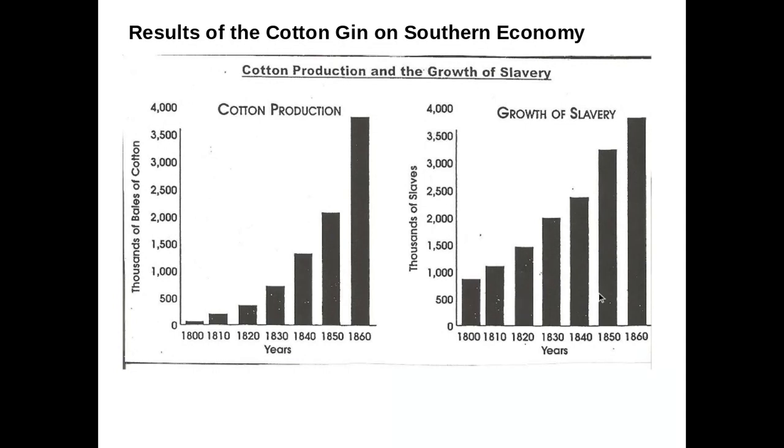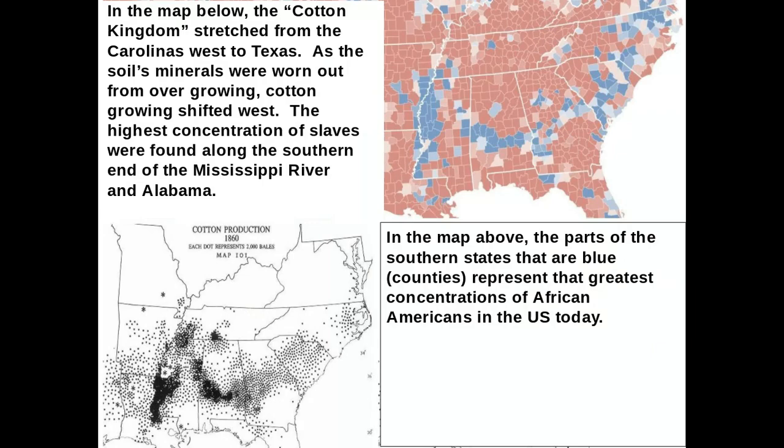As you can see from the two graphs here, there's a direct relationship between cotton production between 1800 and 1860 and the growth of slavery. As one goes up, notice that the other one is going up almost in lockstep. The more cotton that's produced, the more slaves are needed. The more slaves that you had, the more cotton you could produce. It becomes a vicious cycle. And as a result, in the South, we have a region which becomes known as the Cotton Kingdom or the Black Belt.